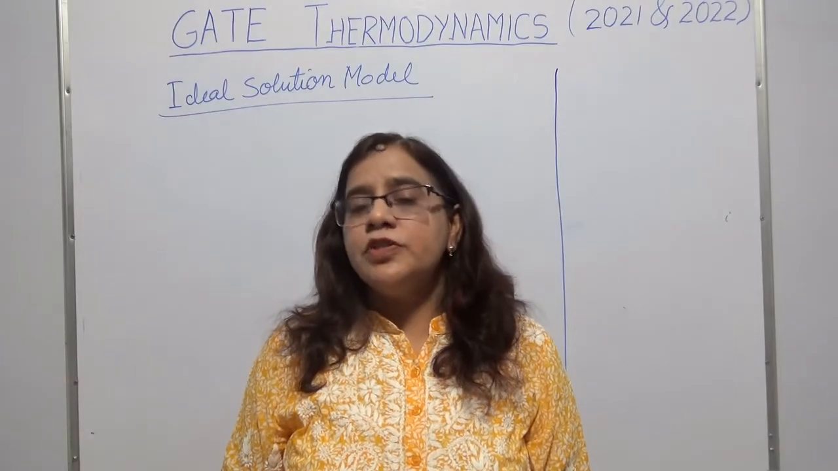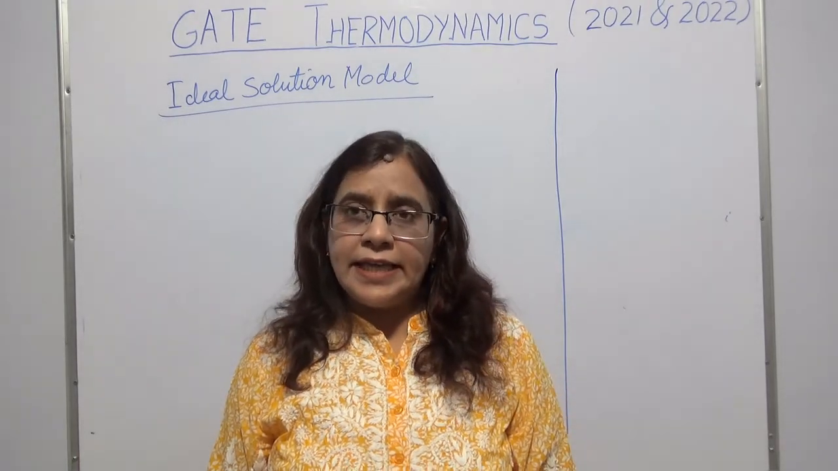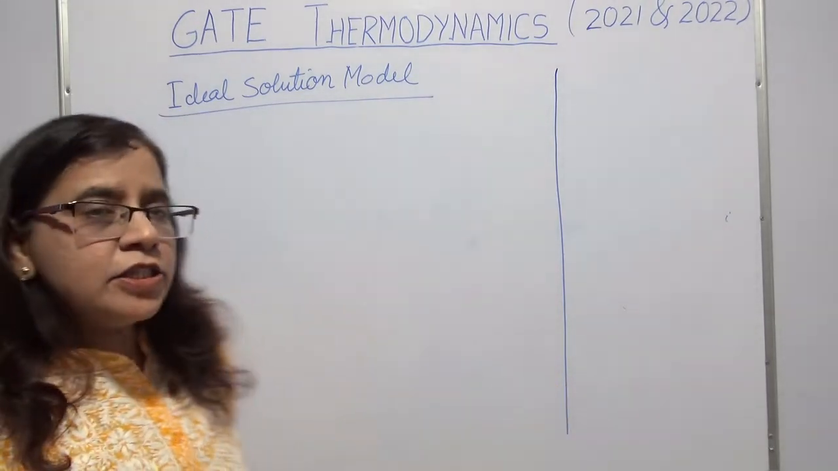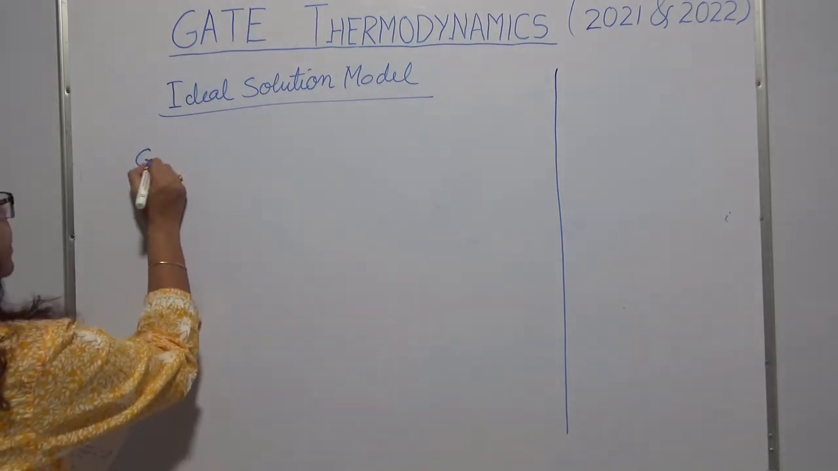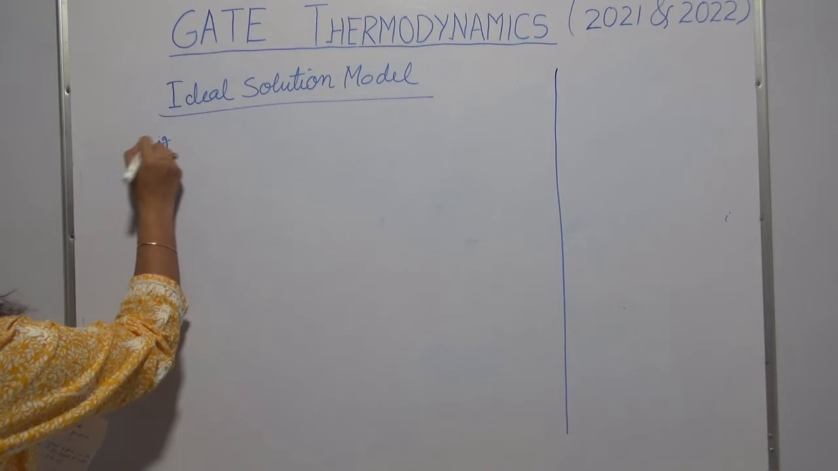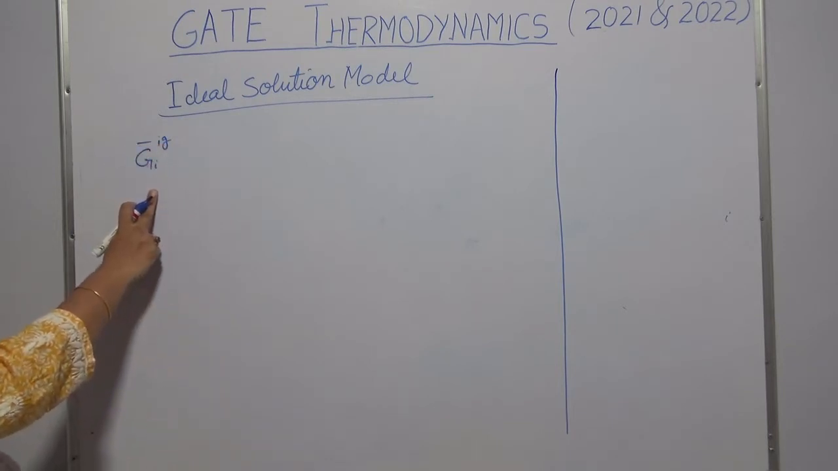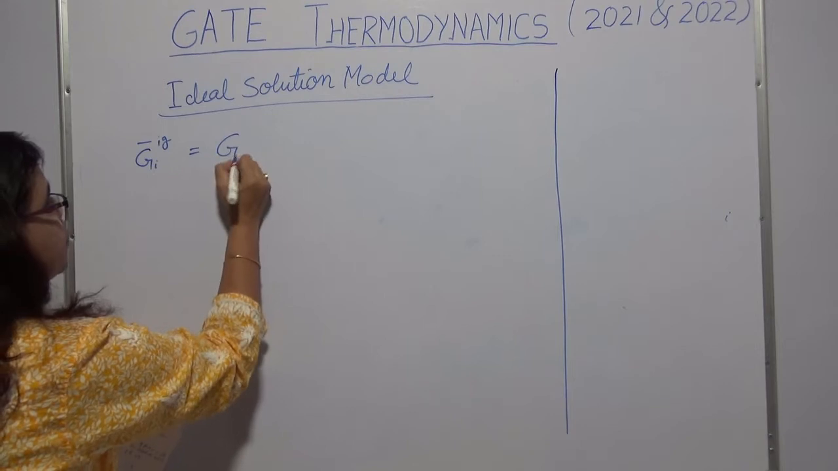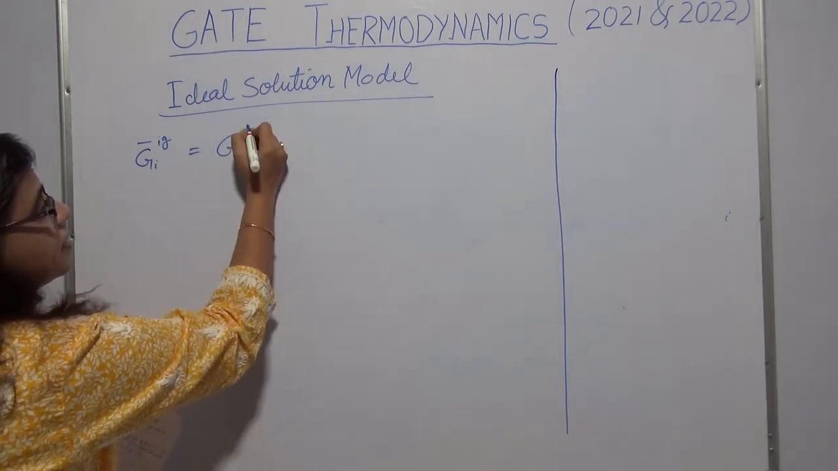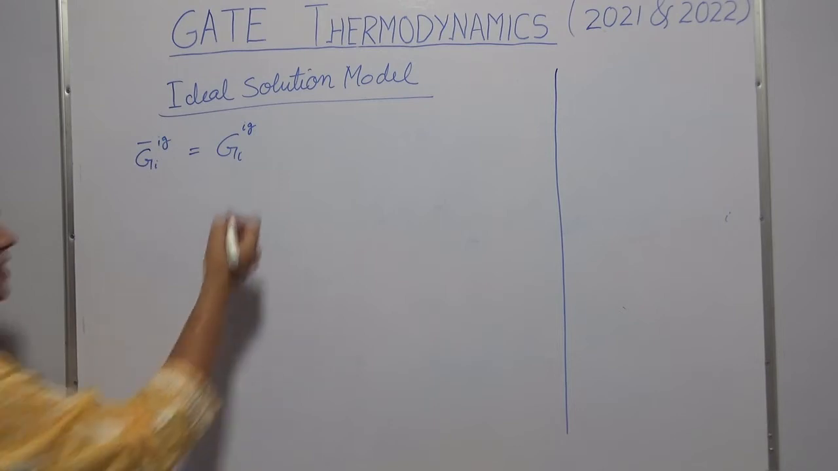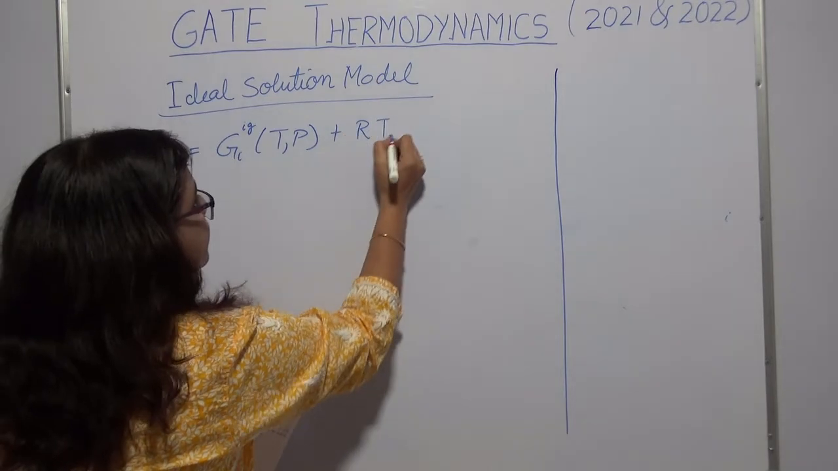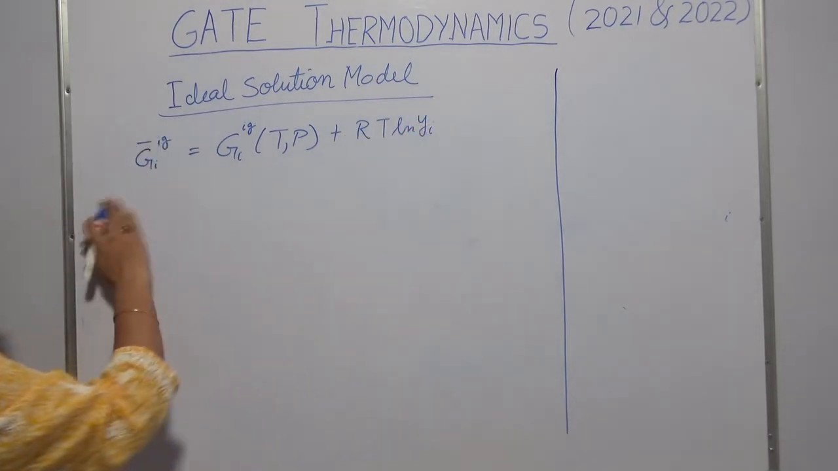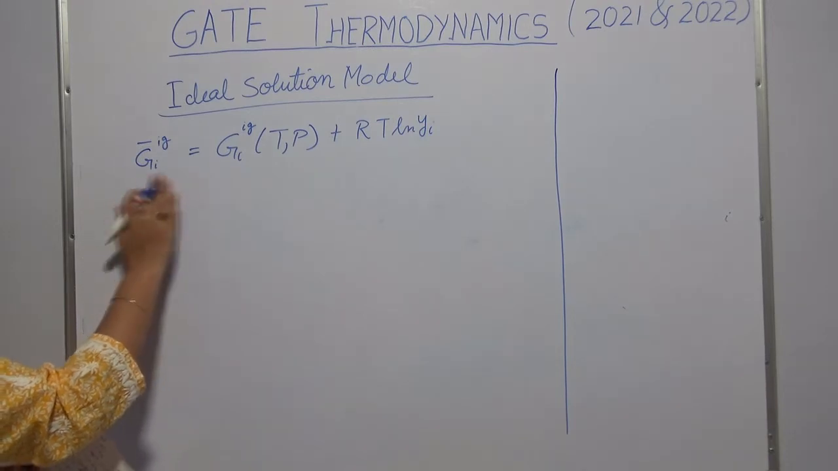Okay, so the next problem we are going to take is based on the ideal solution model. The ideal solution model is defined based on the framework which was developed for the ideal gas mixture model. In the ideal gas mixture model, we had the partial molar Gibbs free energy of any species i equal to the pure species Gibbs free energy as an ideal gas at the mixture temperature and pressure, plus RT ln yi. That is what we obtained for the ideal gas mixture.